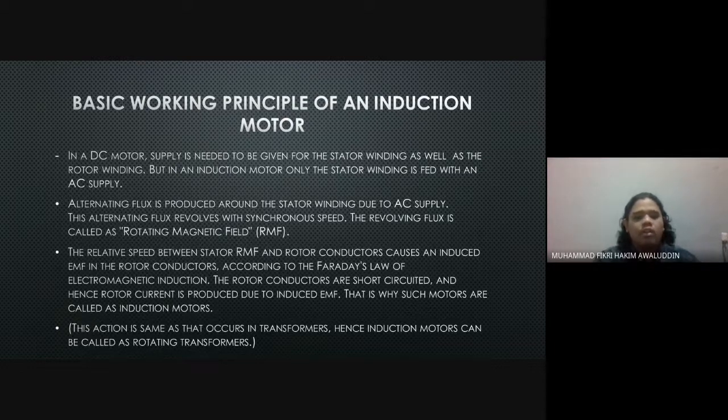According to Faraday's law of electromagnetic induction, the rotor conductors are short circuited, and hence rotor current is produced due to the induced EMF. That is why such motors are called induction motors. It's the same as what occurs in a transformer, hence the induction motor can be called a rotating transformer.